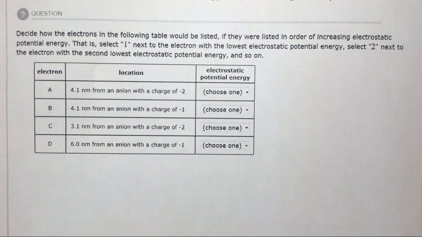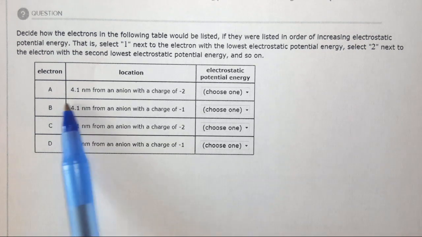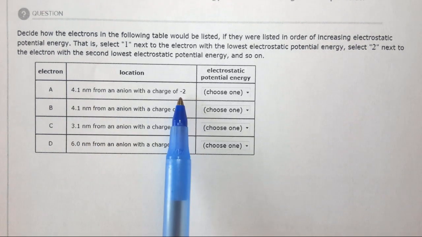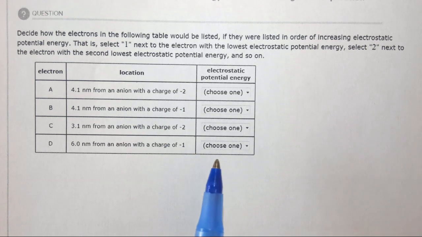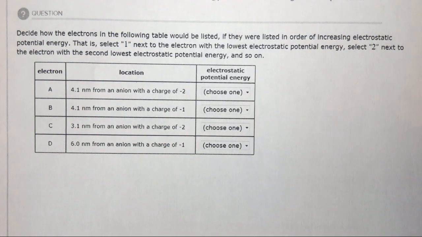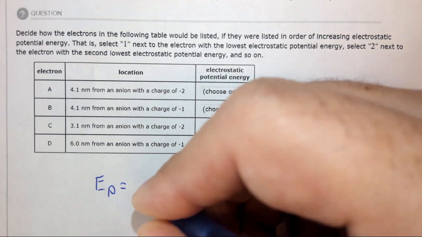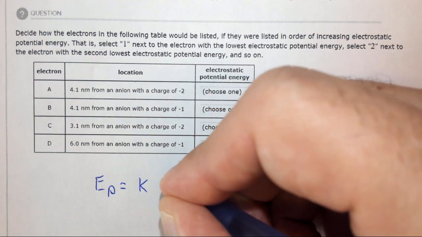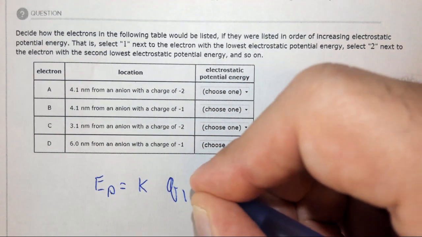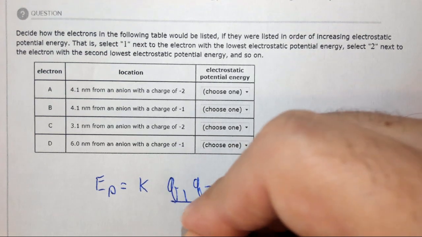In this question, we're asked to rank the electrostatic potential given some distances and charges, with 1 being the lowest electrostatic potential and 4, because there are 4 choices, being the highest electrostatic potential. So electrostatic potential is equal to K Q1, charge 1, Q2 over R.